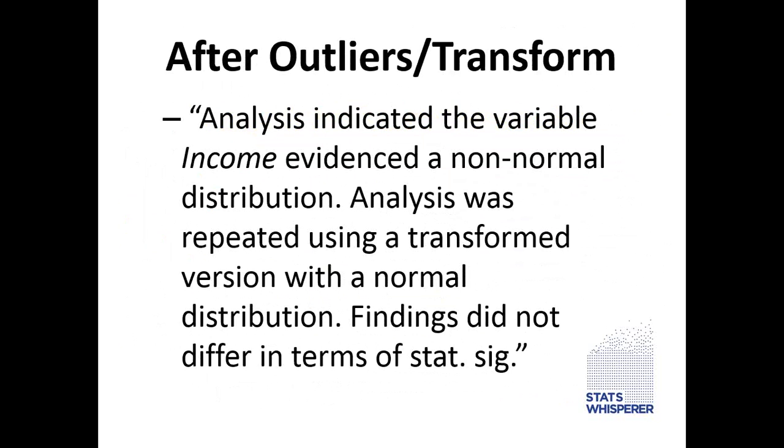We could state, analysis indicated the variable income evidenced a non-normal distribution. Then we could say, analysis was repeated using a transformed version with a normal distribution, and findings did not differ in terms of statistical significance. This is what I'm saying. Then they know what we did. And if they agree with what we did, they could consider the findings credible. And if they disagree, they can think otherwise. But at least they have that option.